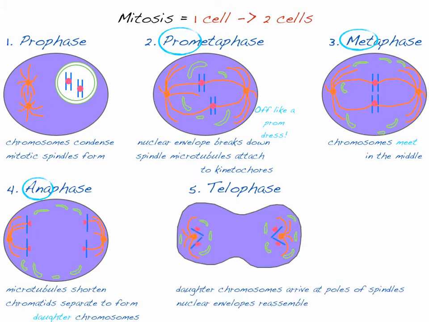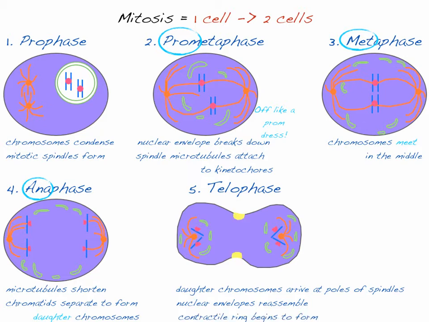And in telophase, the daughter chromosomes have arrived at the spindle poles. So those microtubules have shortened where the daughter chromosomes have arrived at the spindle poles, and the nuclear envelope starts to reassemble in preparation to become two separate nuclei. So in telophase, the daughter chromosomes have arrived at the spindle poles, and the nuclear envelope starts to reassemble.